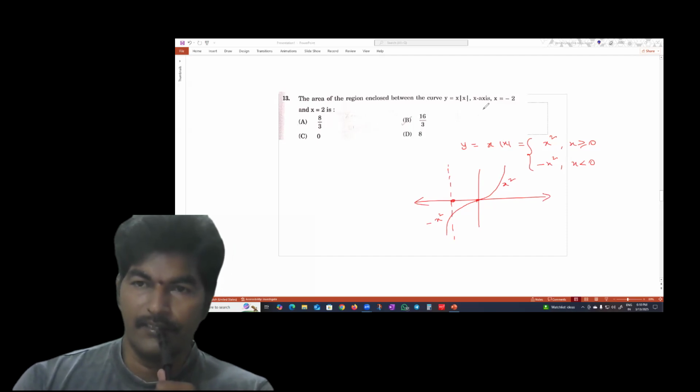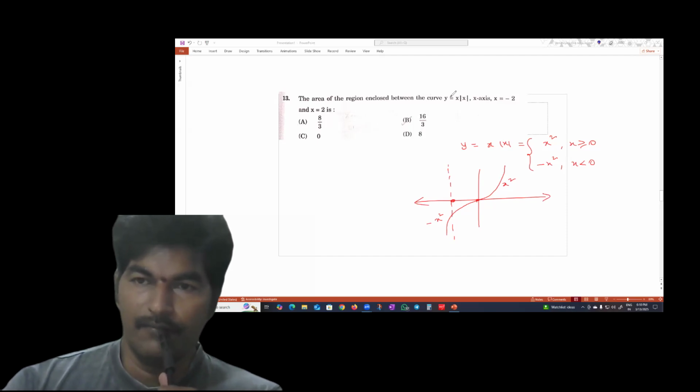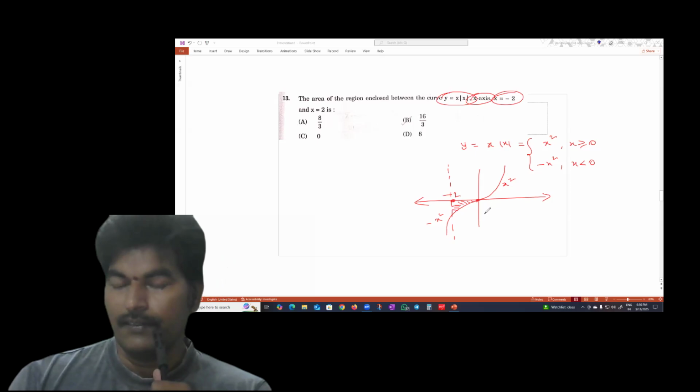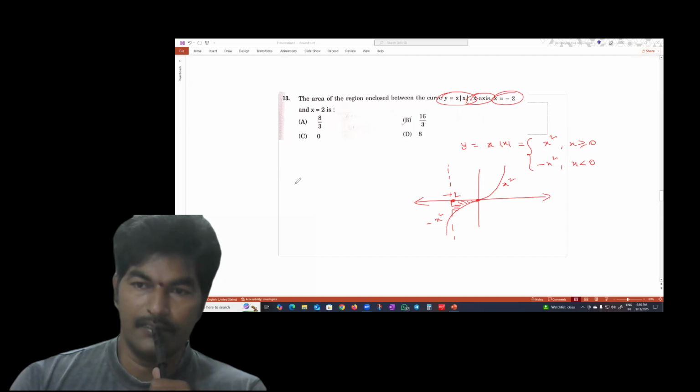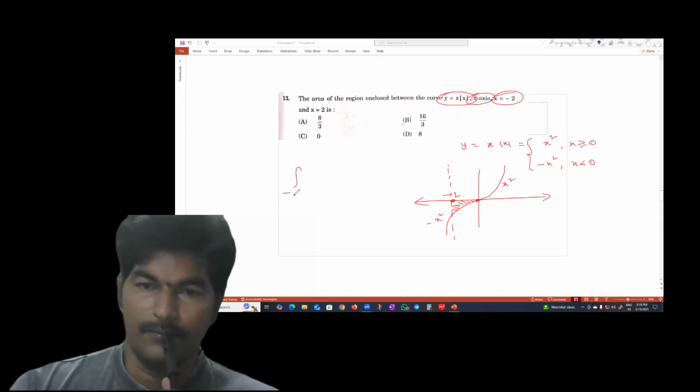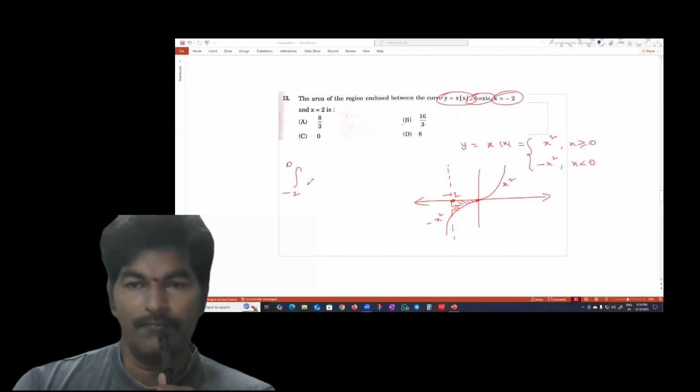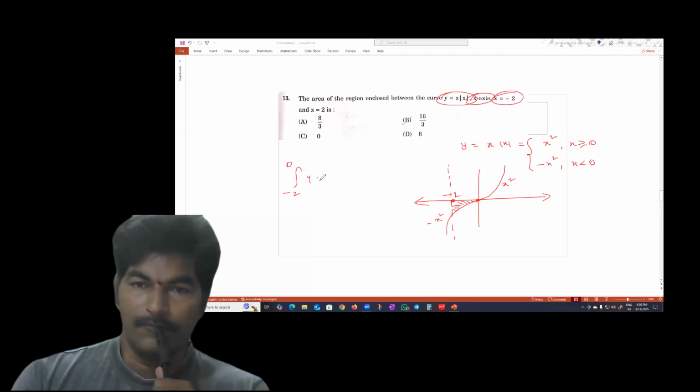Between the graph, the x-axis and minus 2. You can see between the x-axis and minus 2, so 0 to minus 2 you can consider. So minus 2 to 0 you can take. Okay. So how much is y dx? In this region, minus x square will be the integrand. The integral of minus x square under limits minus 2 to 0, dx.